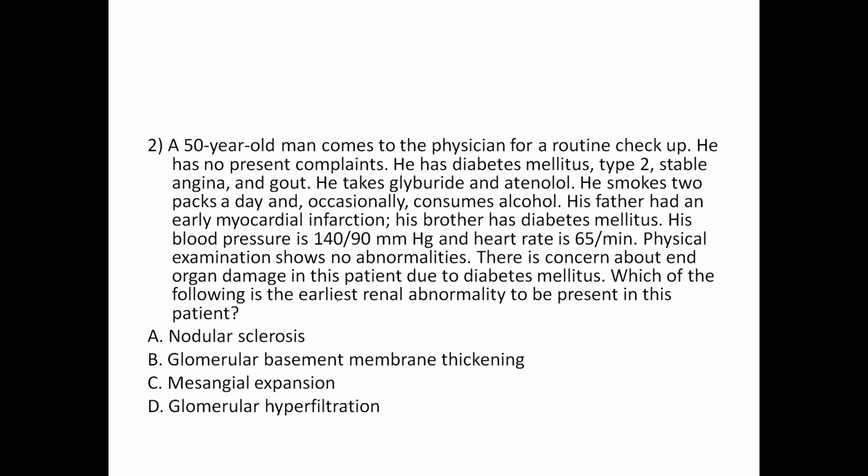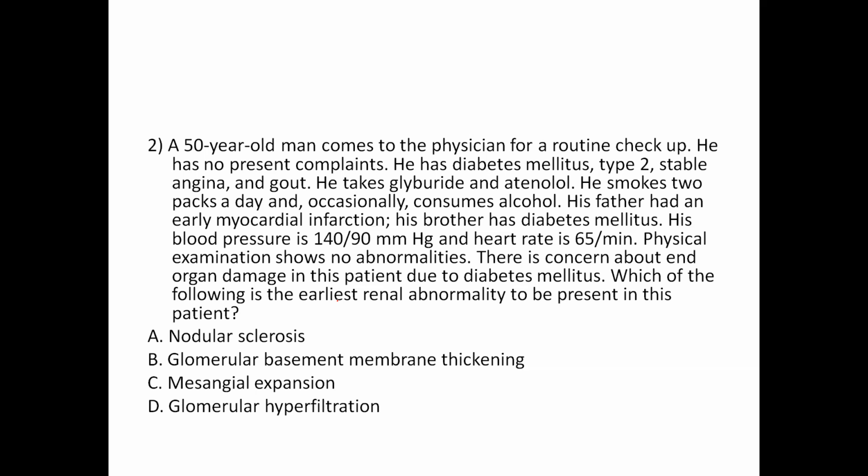There is a concern about end organ damage in this patient due to diabetes mellitus. Which of the following is the earliest renal abnormality to be present in this patient? A. Nodular sclerosis. B. Glomerular basement membrane thickening. C. Mesangial expansion. D. Glomerular hyperfiltration. So this patient is diabetic.